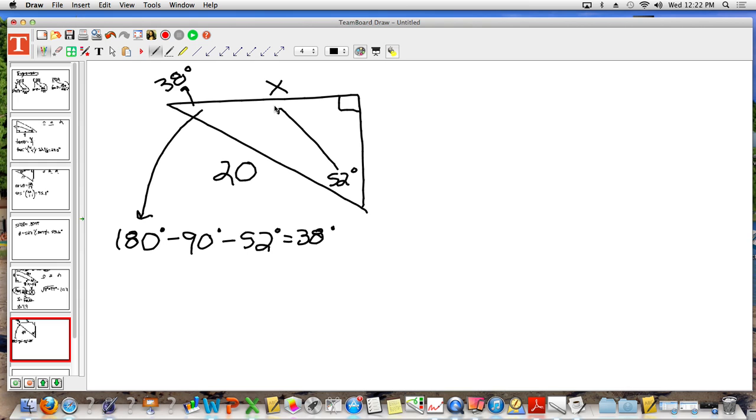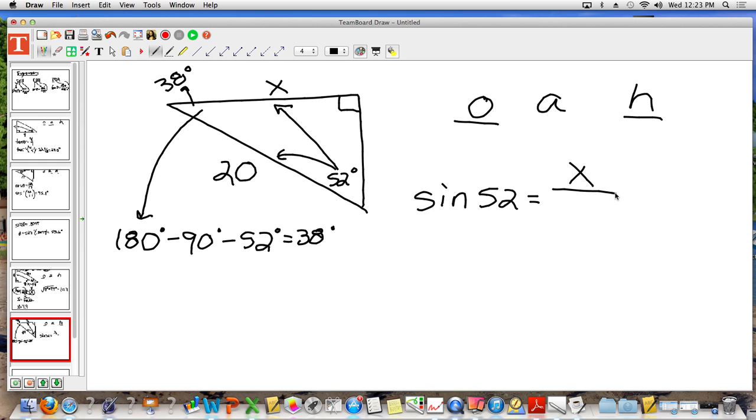What is the x in comparison to the 52 degrees? We have three choices, O, A, or H. Which of the three is it? The opposite. What about the 20? What is the 20? The hypotenuse. So go to your trig ratios. Which of the three trig ratios uses an O and an H? That would be sine. So the sine of what? What angle are we talking about? Sine of 52 is equal to opposite, which is x, divided by the hypotenuse, which is 20.